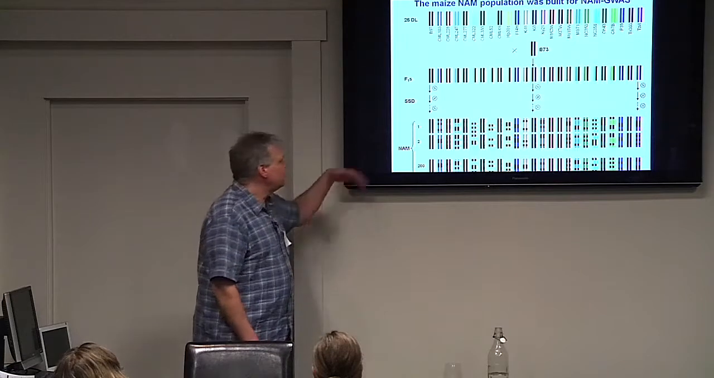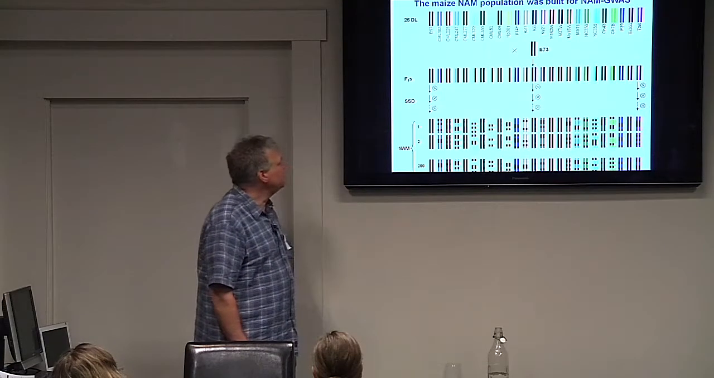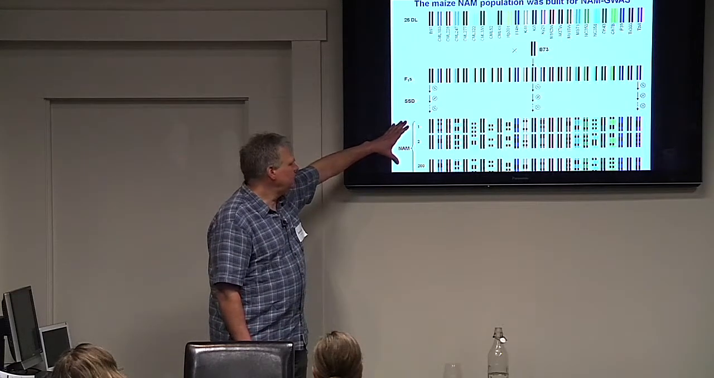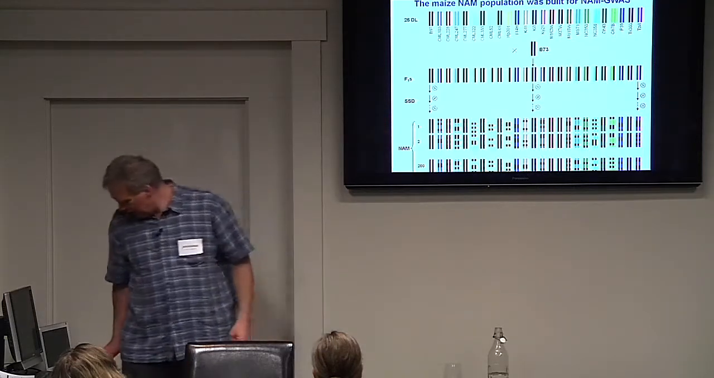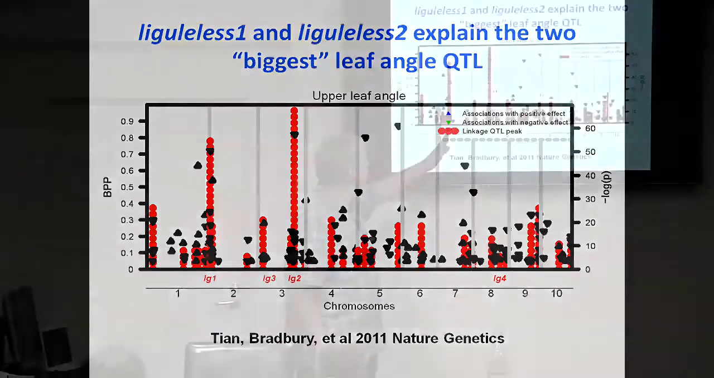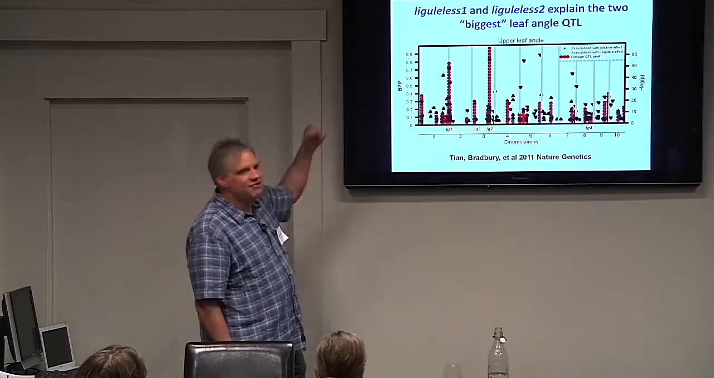So this is how we did it in NAM. Initially we only had 1,100 SNPs, from Sequenom I think, in the NAM RILs. But even that worked pretty well. We got this nice paper in Nature Genetics, which got totally messed up on the slide here. It doesn't look anything like the original, but the key thing is that it hit the liguleless 1 and liguleless 2 genes for the trait leaf angle.